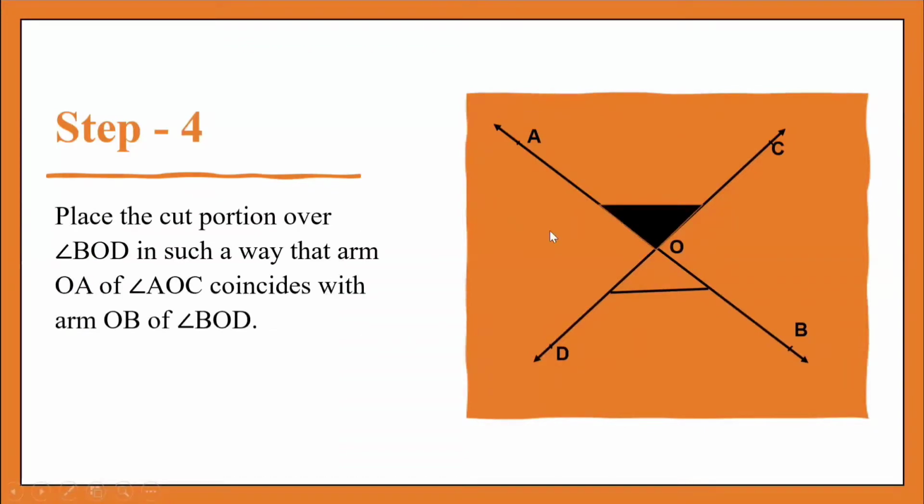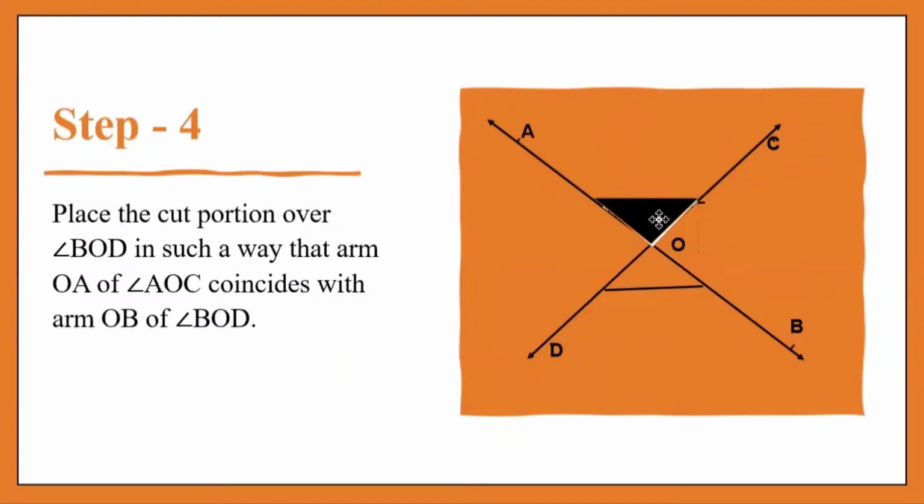Place the cut portion over angle BOD. So I'll remove this and put it over BOD in such a way that the arm OA of angle AOC coincides with the arm OB of angle BOD. Let us try to do that. So I've removed this portion. When I remove it, I'll be left with this white portion after removing the black cutout portion. Now what I'll do is simply invert it, like this.